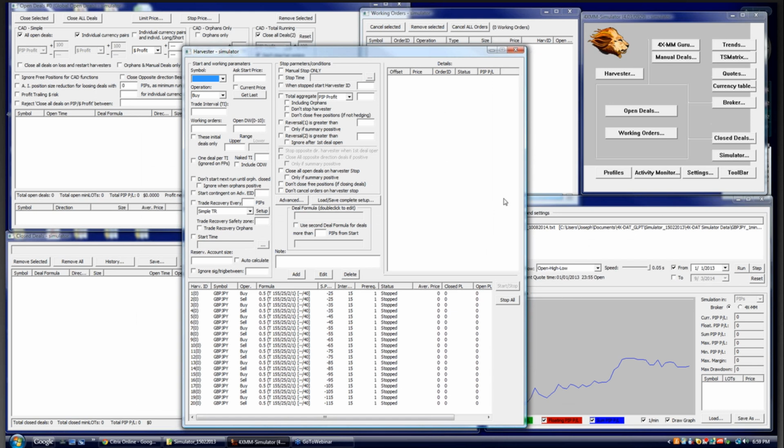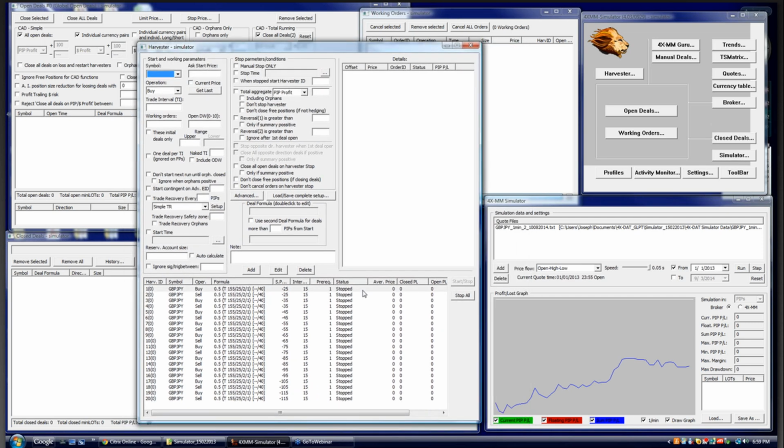So we're gonna run the data, and we will start the harvester. I will press the start button. So we'll run the data. There it is. Data's running.